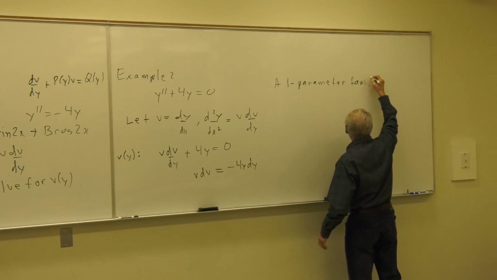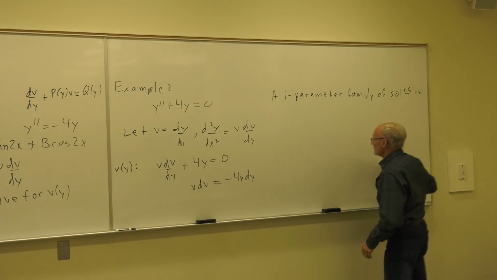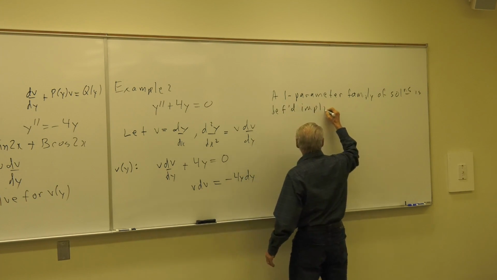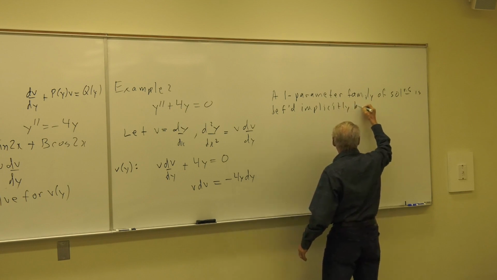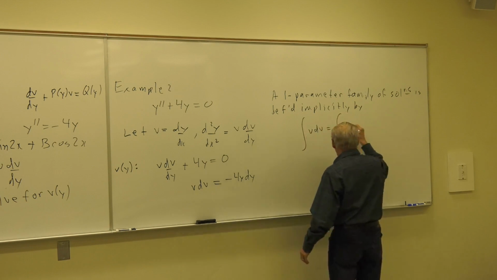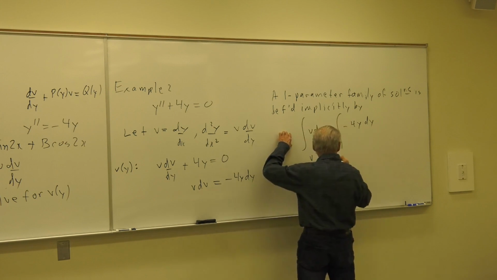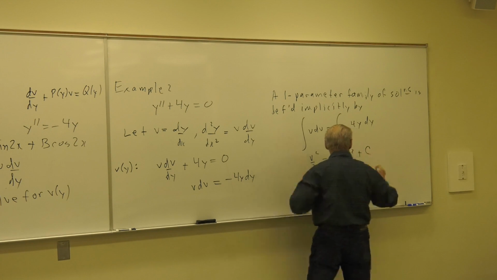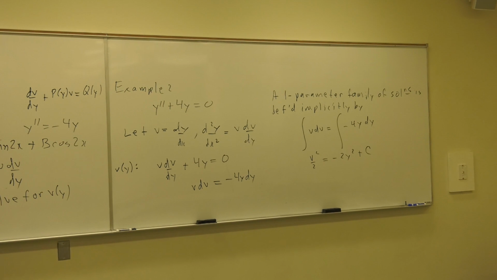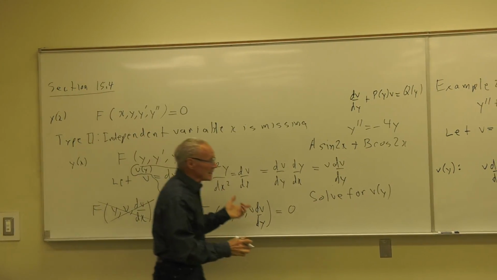And therefore we could say a one parameter family of solutions is defined implicitly by writing that the integral of v dv is equal to the integral of minus 4y dy. This side, v squared over 2 is equal to minus 2y squared plus c. We want them explicit. We want to get v as a function of y, so we can put it here and solve. So I need to solve this for v.